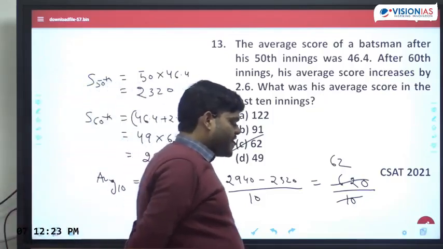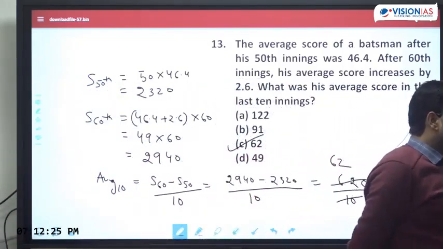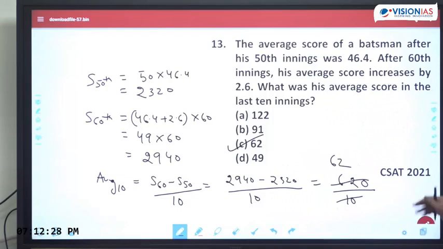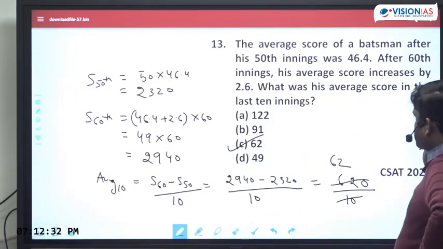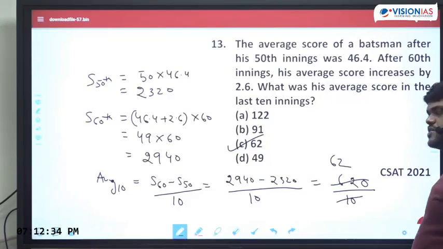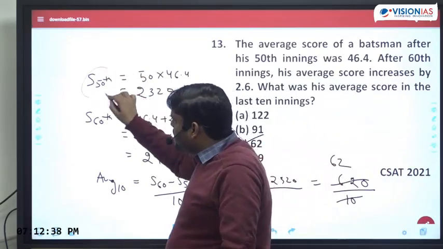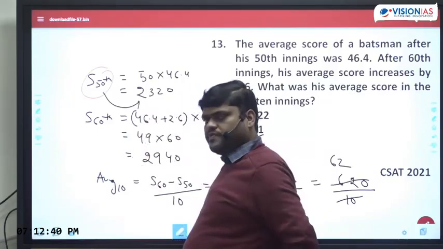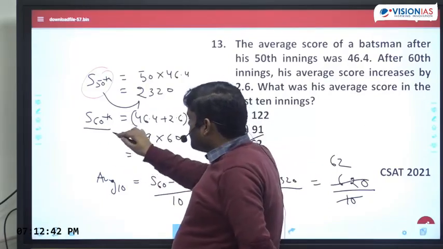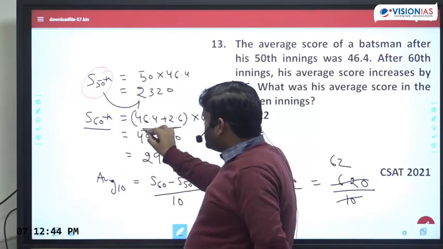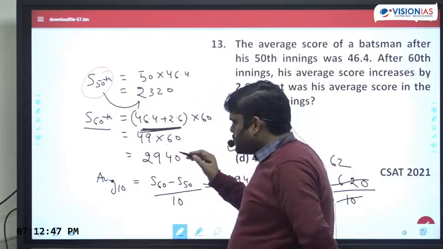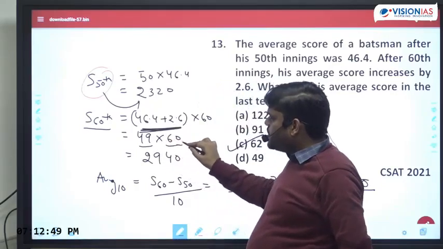This is how we can solve with the help of formula. Without formula also we can do it. I will tell you. I hope this is clear to everyone. A very simple one. What was the question? The average score of a batsman after 50th inning was 46.4. So we have found that after 50th inning the sum is 2320. After 60th inning, because average is increased by 2.6, the new average becomes 49, into 60.